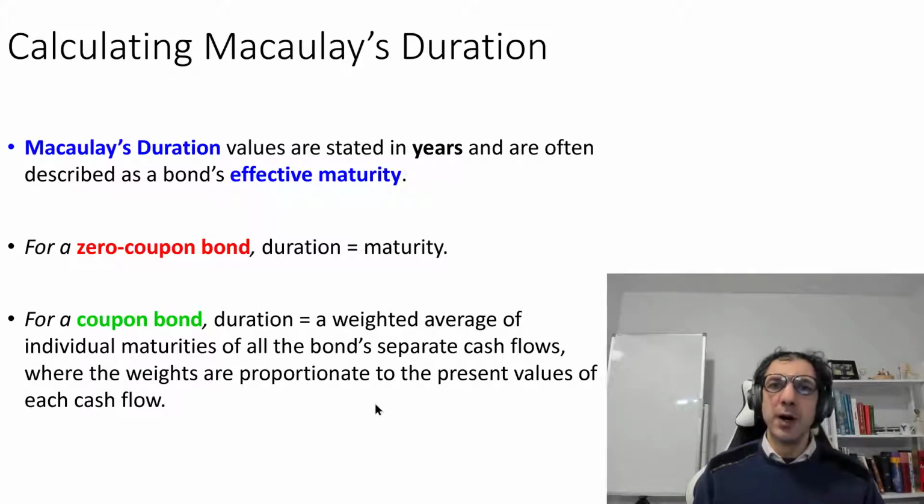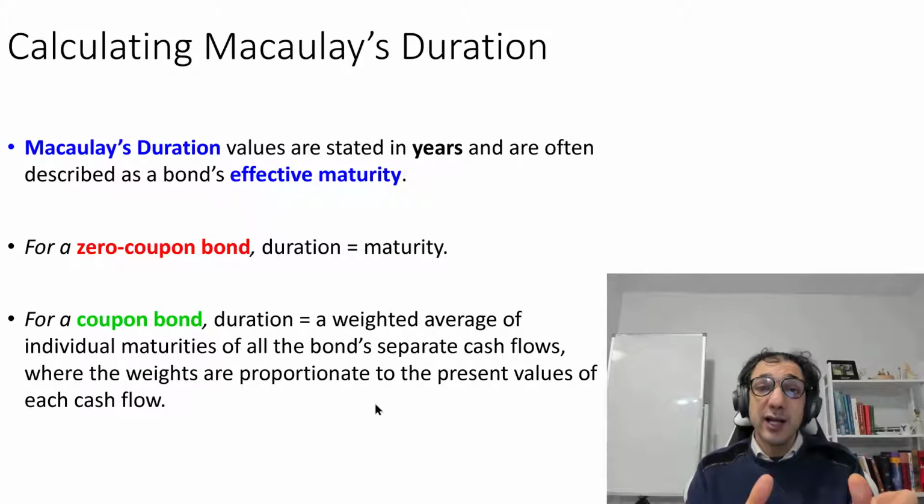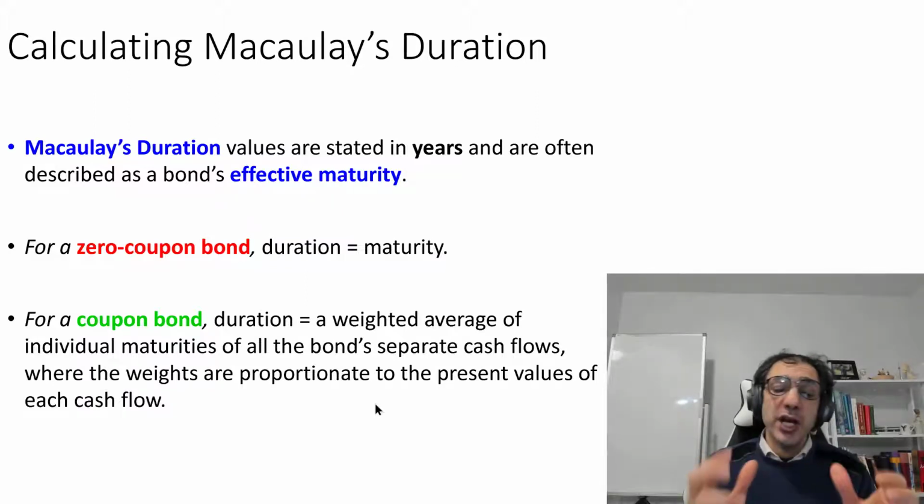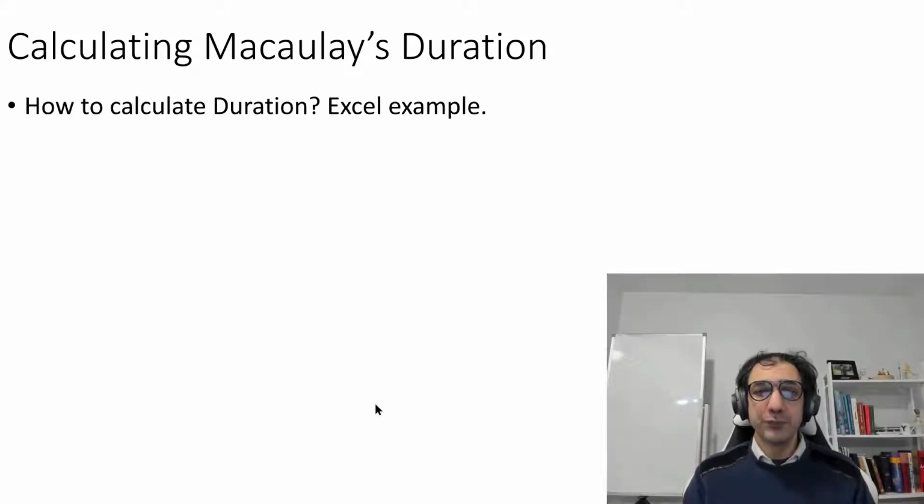However, for the coupon bond, which is usually the regular bonds we are talking about, the duration is shorter than the expiry date, and it is equal to the weighted average of the individual maturities of all the bond's cash flows. And the weights, remember, are proportionate to the present values of each cash flow. Now, to explain what we mean by the weighted average, it's better to look at an example. So here I'm going to show you an example of how we can calculate the Macaulay's duration. Let's look at this example.